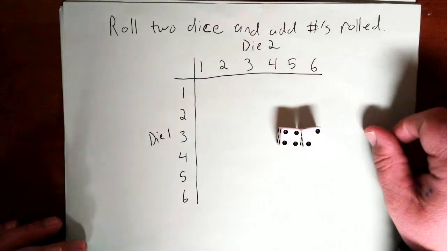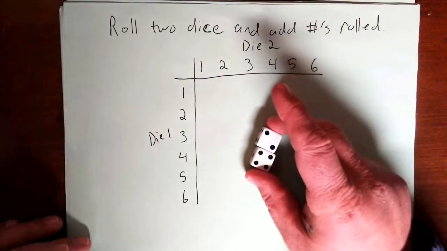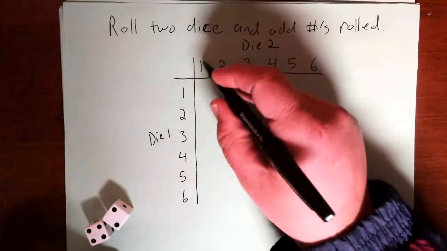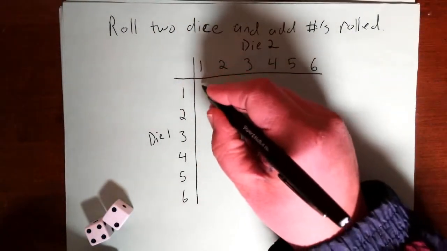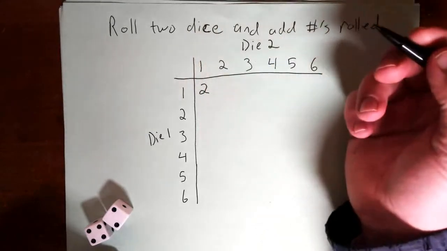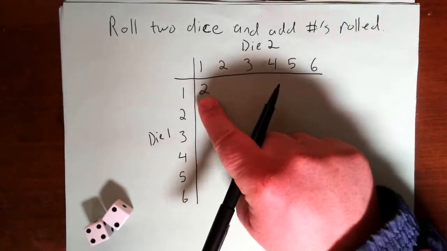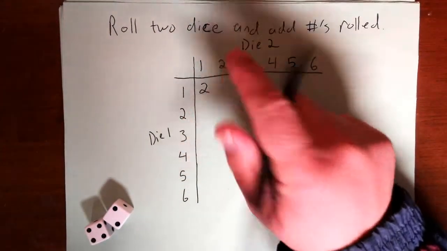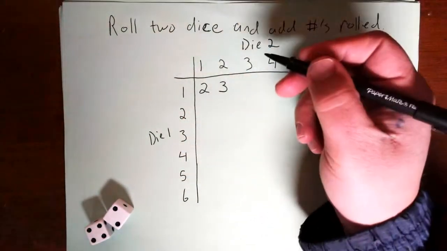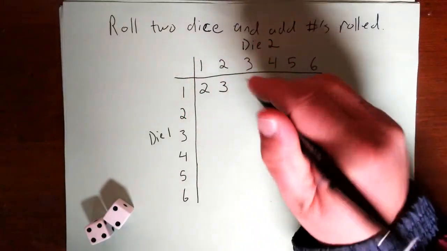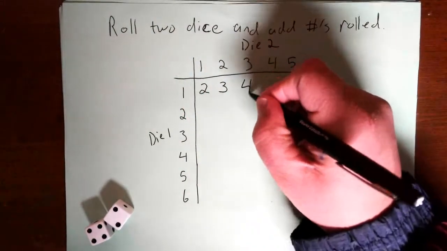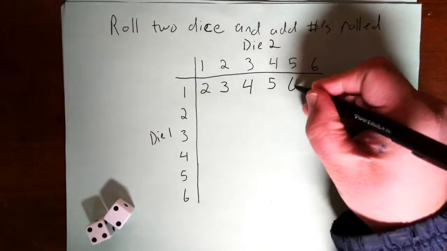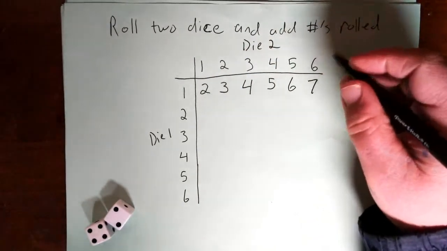So basically, if I roll a 1 and a 1, that's my snake eyes, and I would get 2, right? And so this would represent the outcome where I roll a 1 and a 1. If I roll a 1 and then a 2, I would get a 3. And then if I roll a 1 and a 3, I would get a 4. And you can see that these are just going up by 1s. So then 5, 6, and 7.